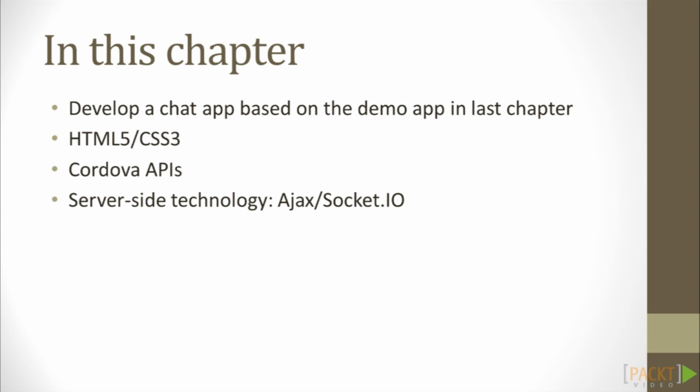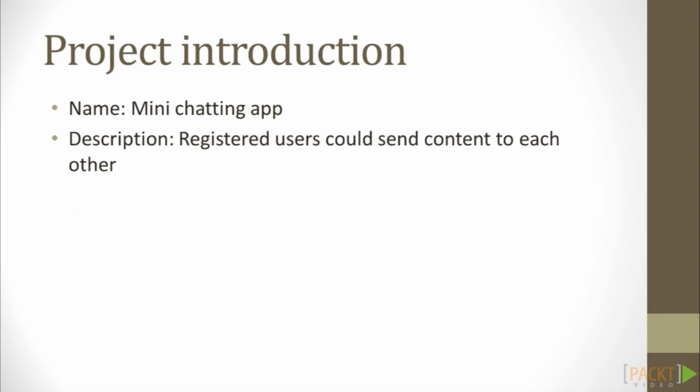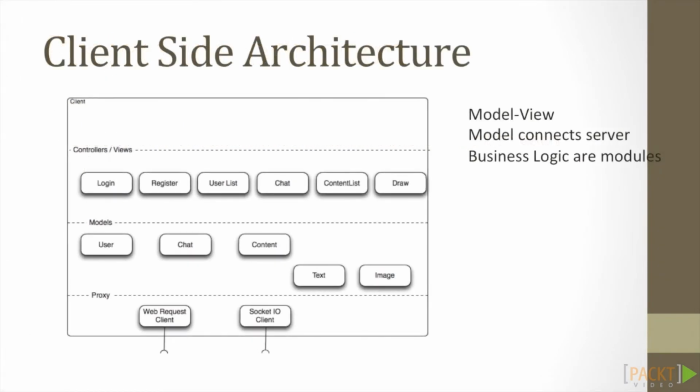Since the app is based on the demo app in Section 7, you need to watch Section 7 first. The project develops a mini instant messaging app, which sends text or image messages between two registered users. Here is the client architecture, which is a typical layered structure implementing the MVC pattern. We have implemented most of the components in the last section, and we will do the rest in this video.